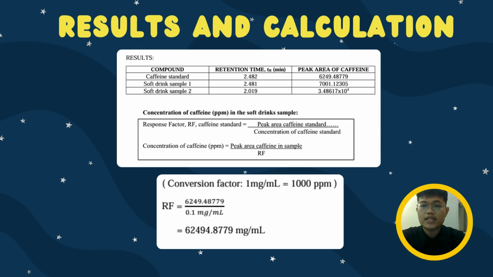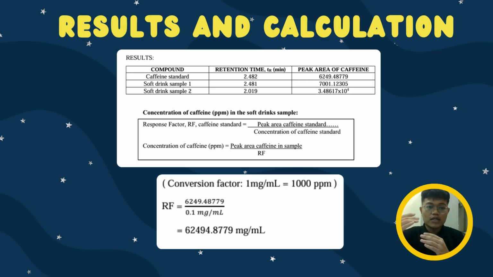The retention time that it has is 2.481 and the peak area of the caffeine is 7001.12305. For the soft drink sample 2, we have analyzed the Levita drink. The retention time that it has is 2.019 and the peak area of the caffeine is 3.48617 times 10 to the power of 4.